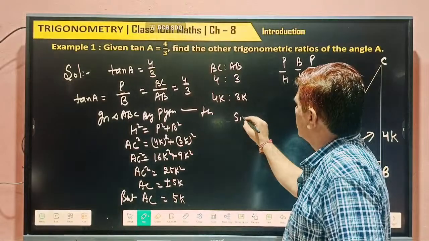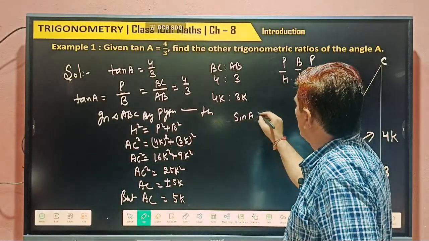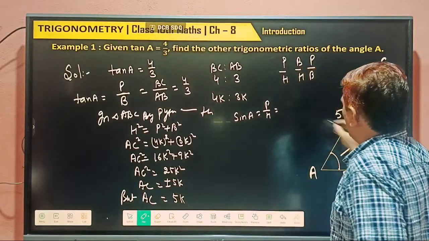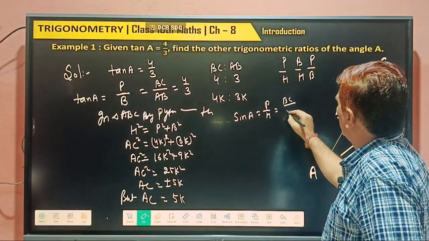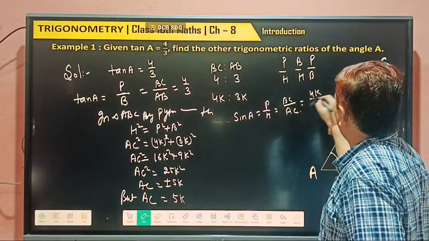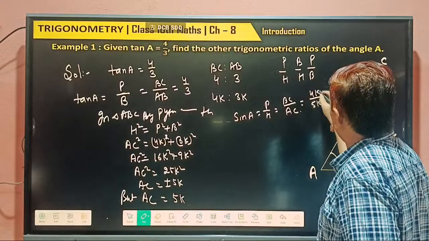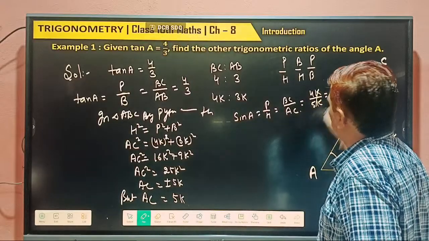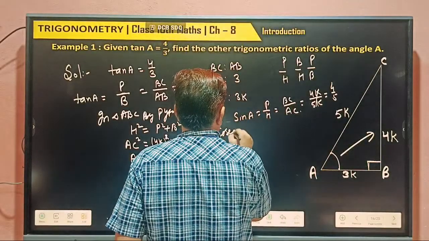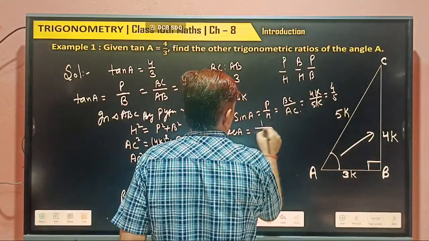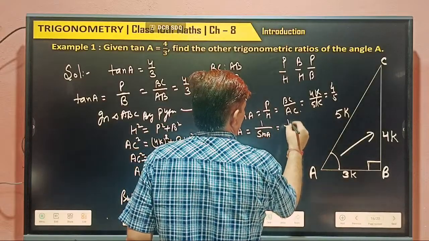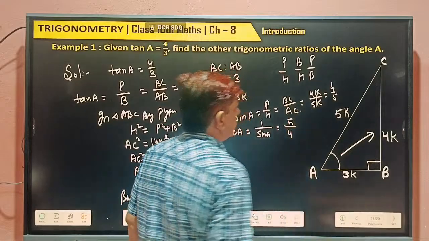Sine first. Sine of A is P by H. What's your P? BC by AC. BC is 4K, by 5K. Cancel, so 4 by 5. Similarly, we can find cosecant A. Cosecant A is 1 by sine of A, so 1 by 4 by 5. It's 5 by 4.